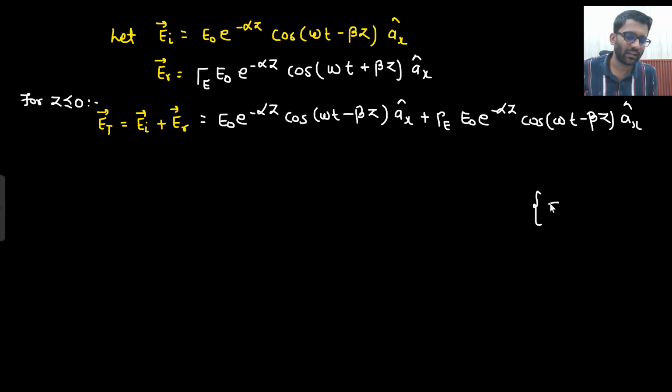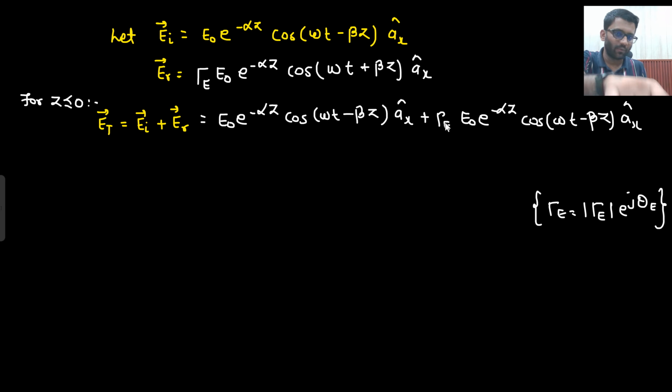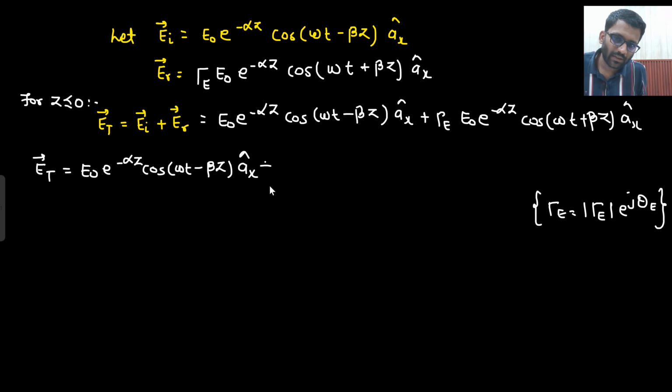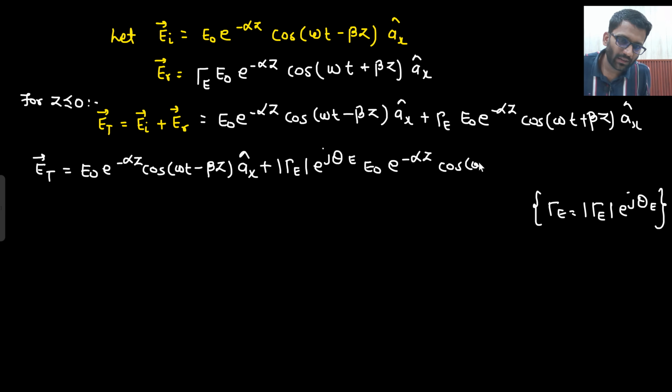So basically your gamma E can be written such that it has some magnitude and some angle as well, right? So how am I going to write my total electric field now? E naught e to the power minus alpha z cos(omega t plus beta z)... sorry, this is plus beta z, minus beta z, ex cap. So gamma E I am writing as magnitude and then the angle. Then E naught e to the power minus alpha z cos(omega t plus beta z) ex cap.